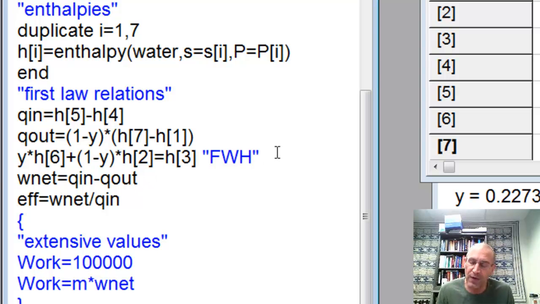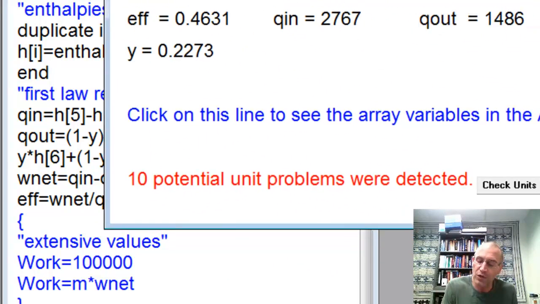And then here's my feed water heater energy balance. Y H6, 1 minus Y, H2 is equal to H3, what we wrote before. And then the network of the cycles, the difference between Q in and Q out. My efficiency is the network over Q in. Now note what this extra equation did is actually going to tell me what Y is. This is going to tell me the fraction of steam that I need to pull off. So let's go ahead and look at our solution here.